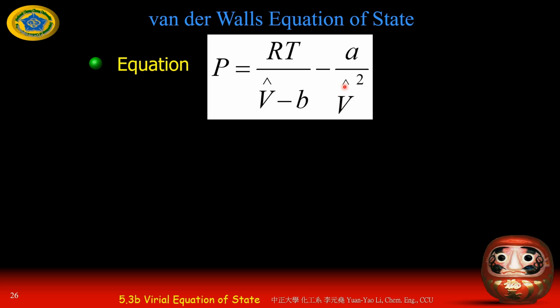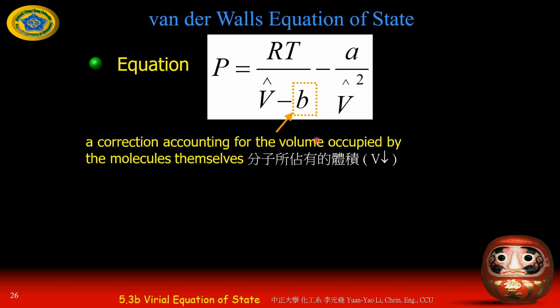So they have some physical meaning here. When you have B, B means what? B is a correction accounting for the volume occupied by the molecules themselves. So as you can see here, the volume minus some portion means what? This volume will reduce in the system.